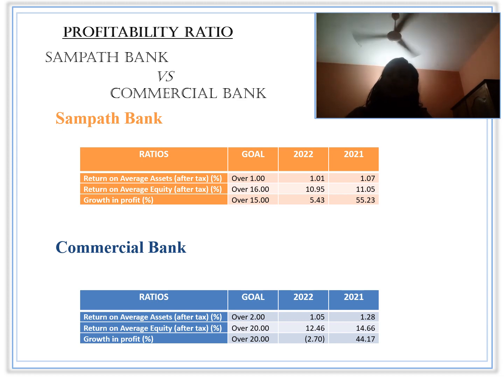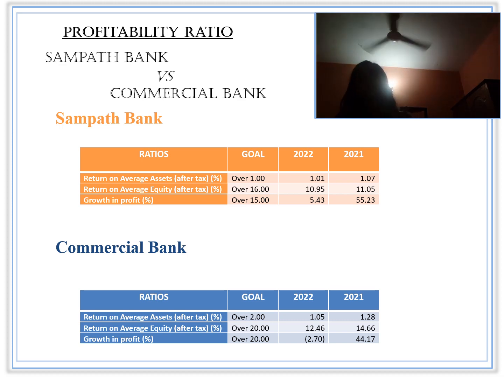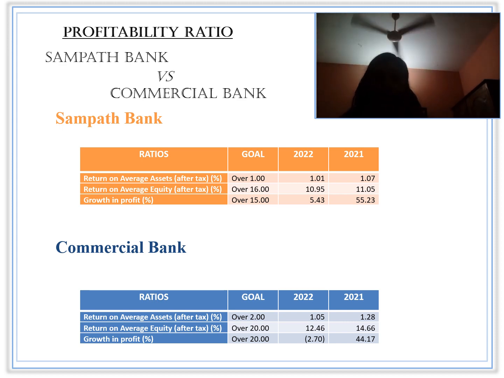Thank you, Sumindri. My part is the profitability ratio. It shows a company's ability to generate profits relative to its revenue, assets, and operation efficiency and effectiveness, through net profit margin, return on assets, and return on equity. In the comparison between Sampath Bank and Commercial Bank for the years 2021 to 2022, Sampath Bank has achieved a return on assets of over 1% in both years, and the return on equity goal has not been achieved in both years.